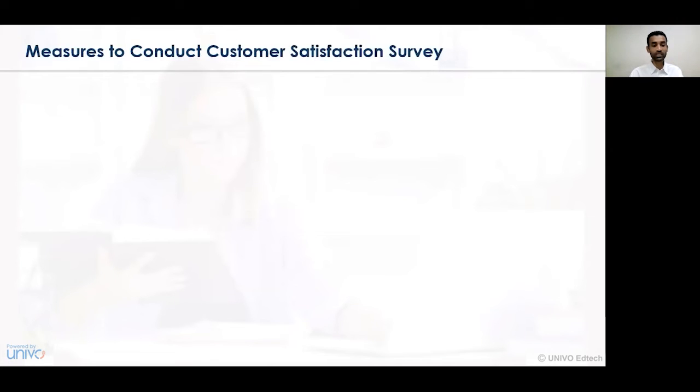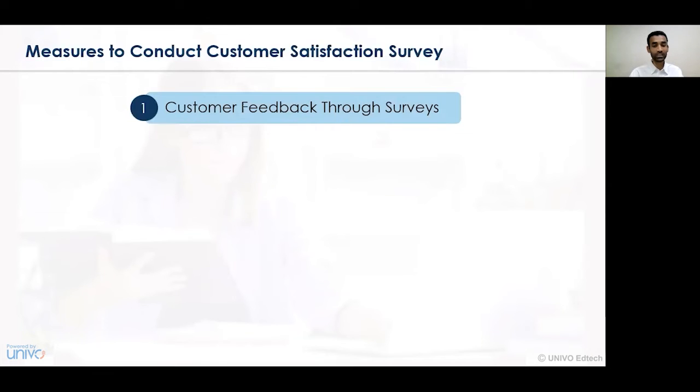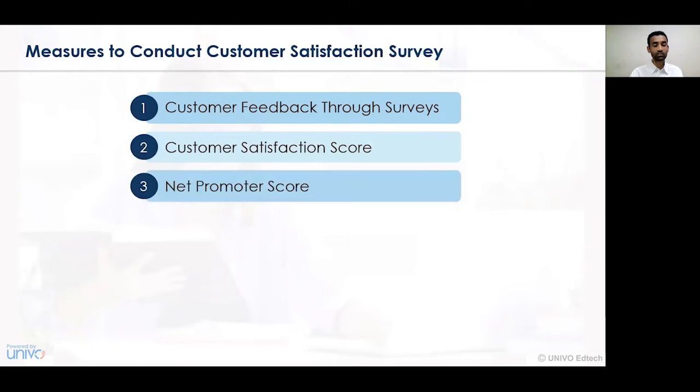Now let us understand the various measures to conduct the customer satisfaction survey. The first is customer feedback through various surveys. On the basis of various feedbacks, the survey can be undertaken. The second measure is the customer satisfaction score. On the basis of various customer satisfaction scores, the surveys can be undertaken, and on that basis, we can measure the score of a particular customer. The third is the net promoter score. The fourth is the customer effort score. On the basis of various efforts or promotion activities undertaken, we can score the satisfaction of a particular individual.